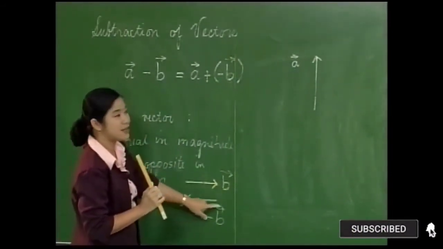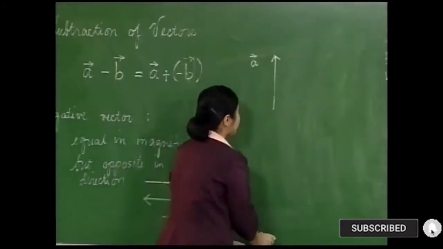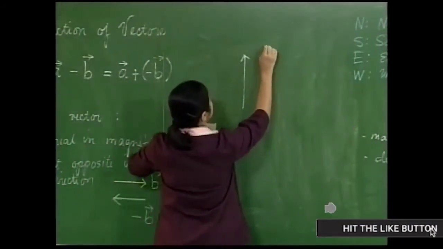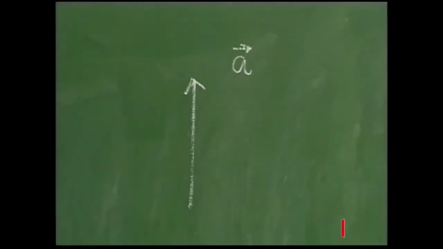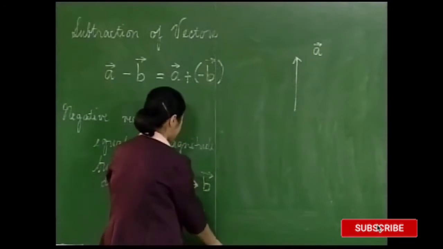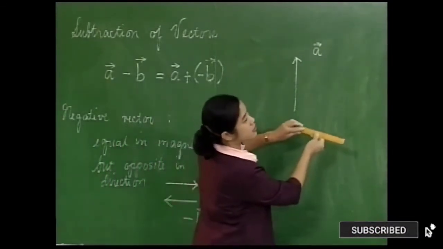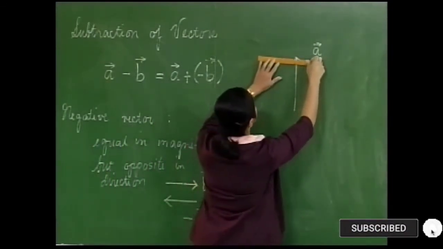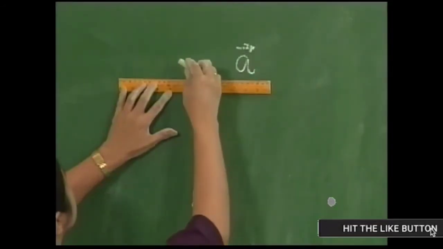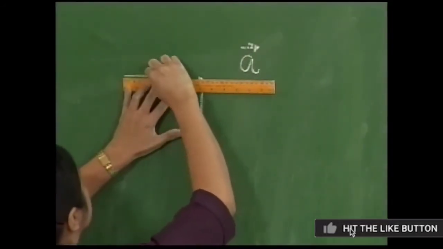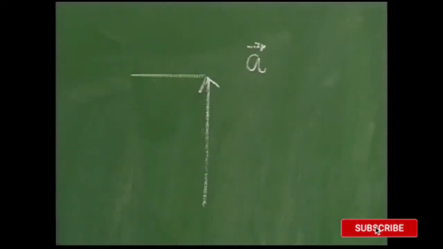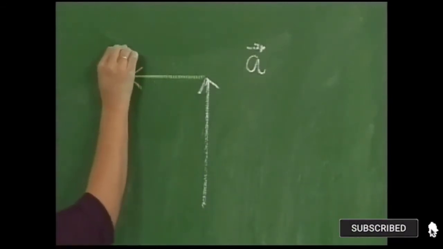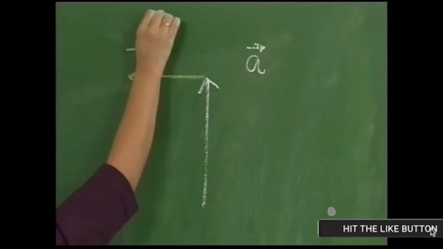Okay, what is negative B? Negative B now is in this direction. Let me move my symbol so that my drawing is clear enough. So I take vector B, 15 centimeters due west. So now it's in the opposite direction. This is negative B.